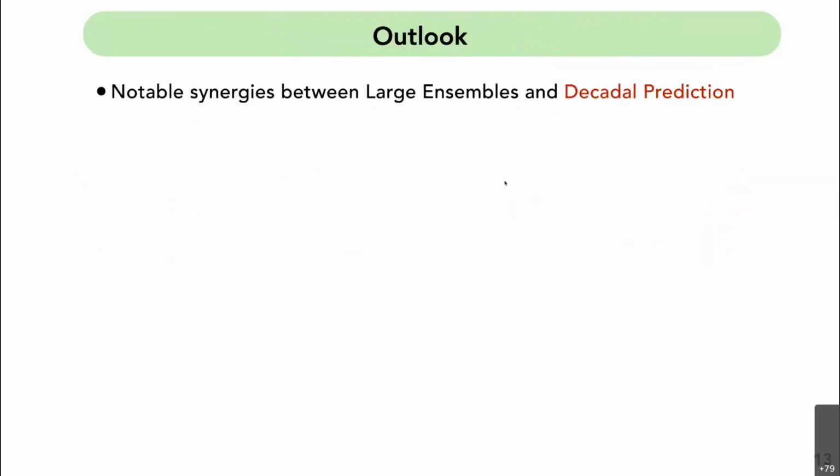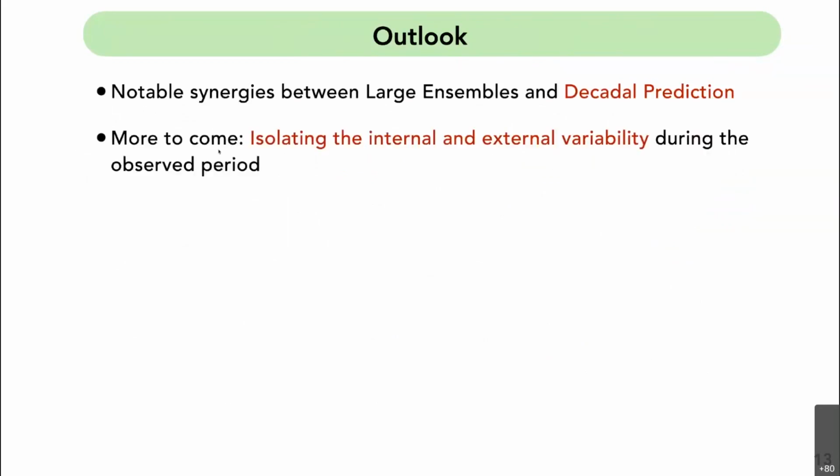So as an outlook, we note that there's synergies between large ensembles and decadal prediction efforts that we think will continue and should continue. We think there's more to come, or more science to be done, on isolating internal versus external variability over the observational period.